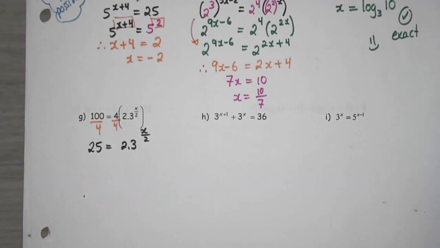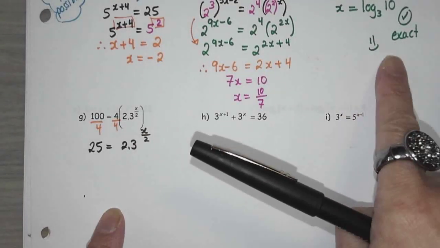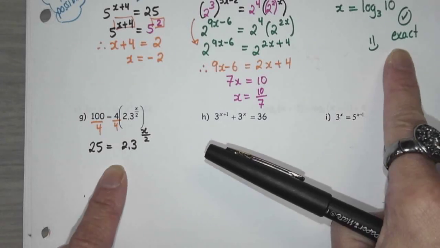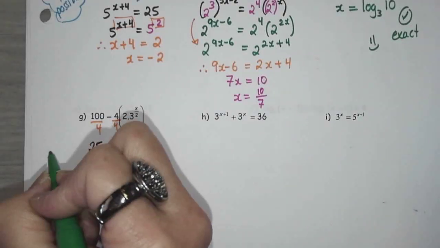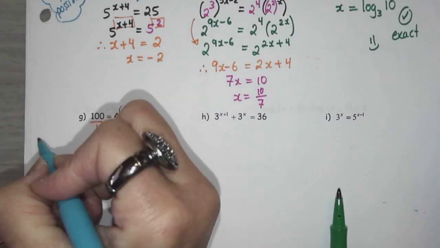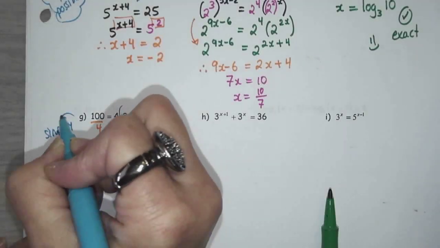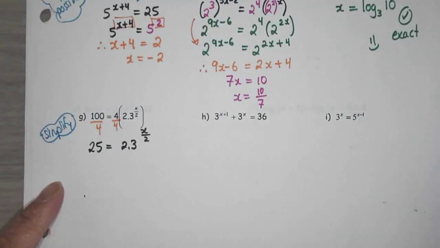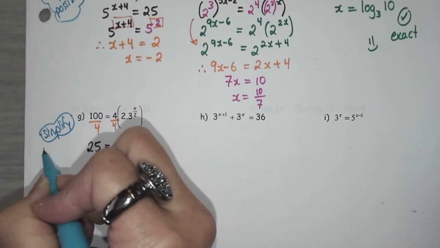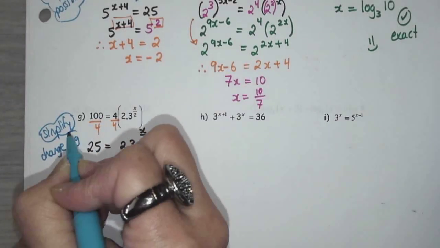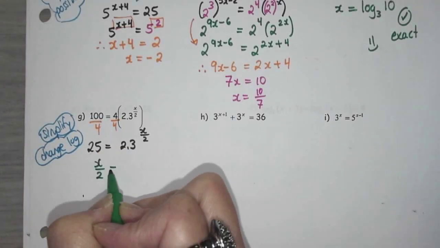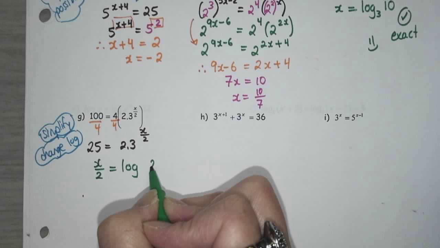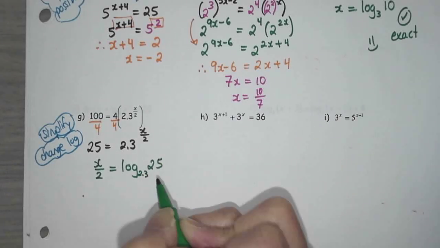Okay, right there. So I cannot change that to the same base. So I'm now back to here. So it's exactly the same question, just with different bases. So grab the exponent. So my strategy here was simplify first, and then now change it to log form. So we're going to go x over 2 equals log of 25, and the base is 2.3.